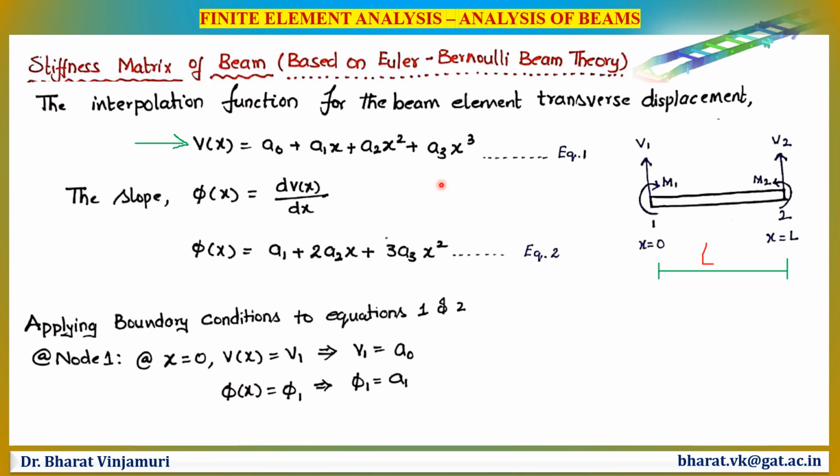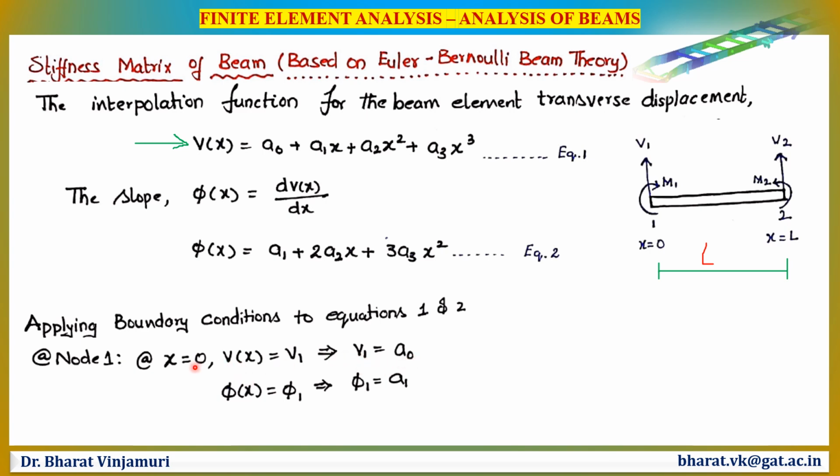Now what exactly are these boundary conditions for this beam element? If you clearly observe this structure at node 1, the value of x is 0. At x equal to 0, the transverse displacement is v1. So substituting x equal to 0 and v of x equal to v1 in equation 1, v of x is equal to a0 plus a1 into 0 plus a2 into 0 plus a3 into 0. So ultimately a0 is equal to v1. The first coefficient we have already found.